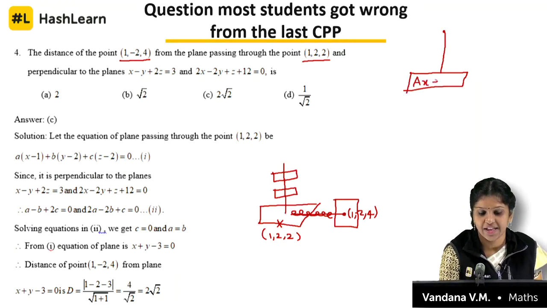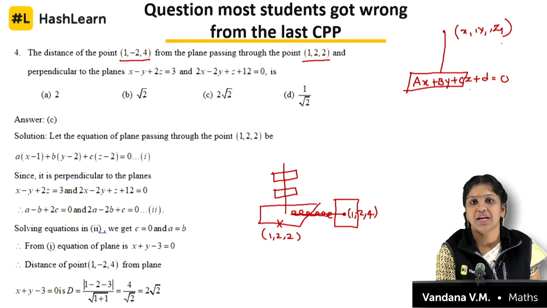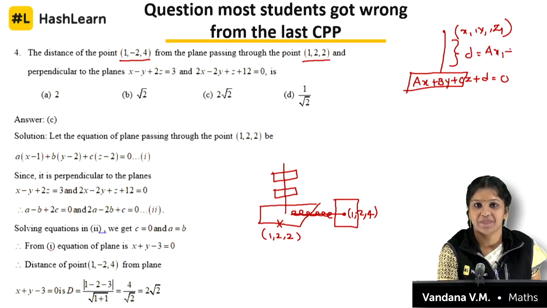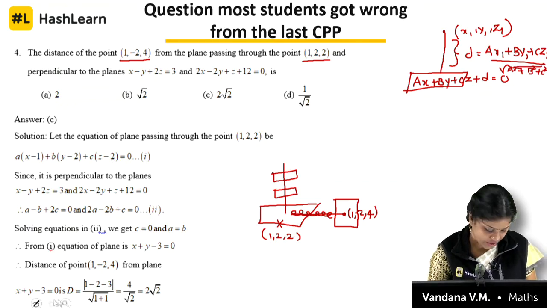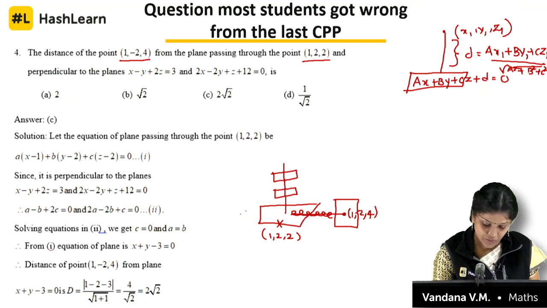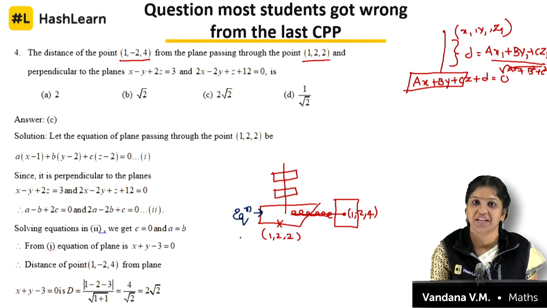if the plane is ax + by + cz + d = 0 and the point is (x1, y1, z1), we will just substitute over here: distance is equal to |ax1 + by1 + cz1 + d| by root of a square plus b square plus c square. So, here I don't know the equation of a plane. So, first my intention is to find out the equation.